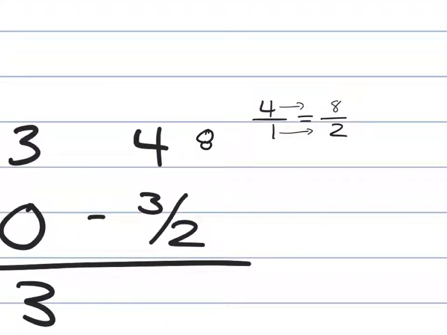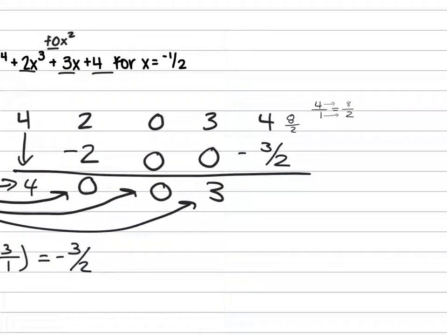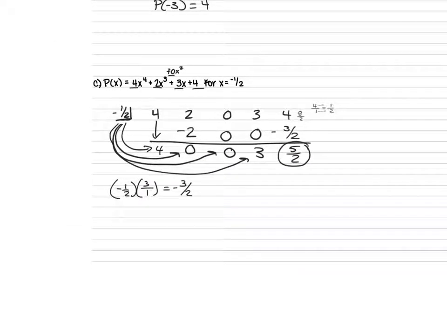So we get 8 halves, plus negative 3/2, leaves me with 5 halves, which is my final answer there. So the final answer I would write like this: p of negative 1/2, meaning what I plugged in was negative 1/2. If this said f of x, I would write f there. This just says p. So p of negative 1/2 equals 5 over 2.